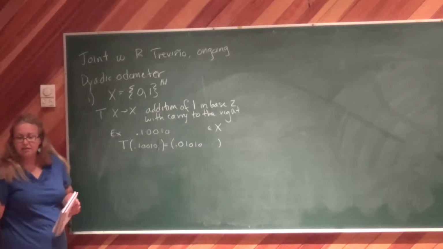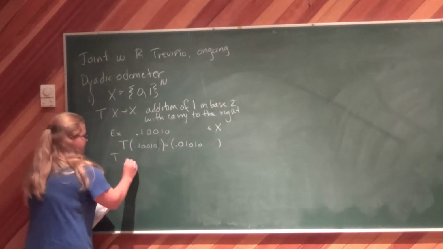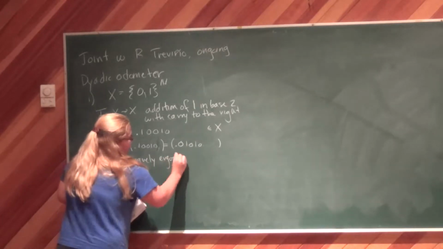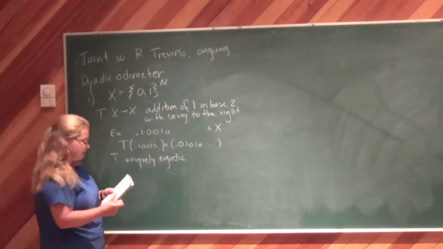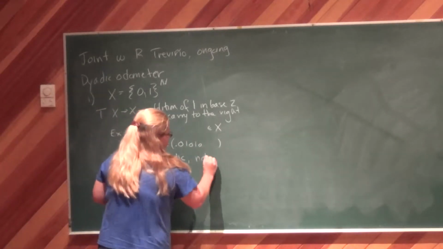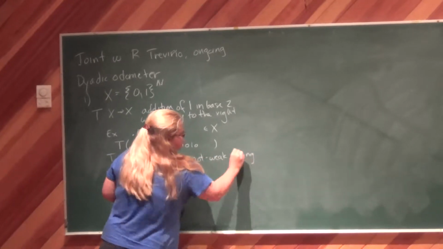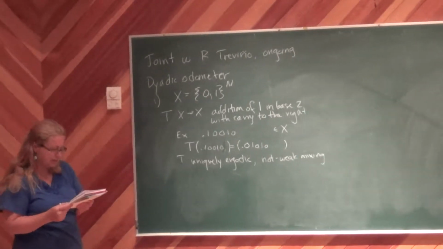So some properties of this system. T is uniquely ergodic. And the natural measure is the one that comes from cylinder sets on these sequences. It's not weak mixing. And there's a lot in the literature that's been very well studied. You've likely seen it before.